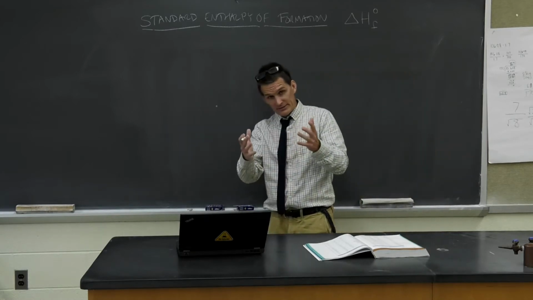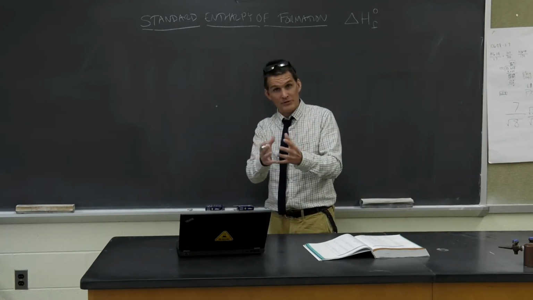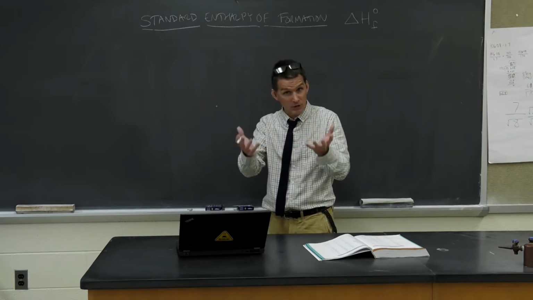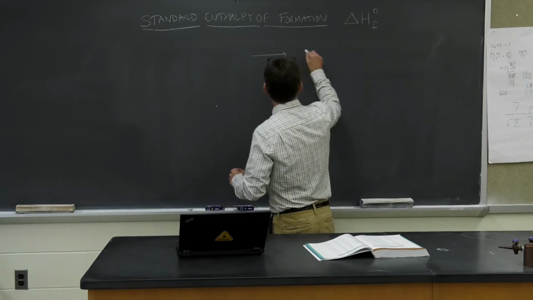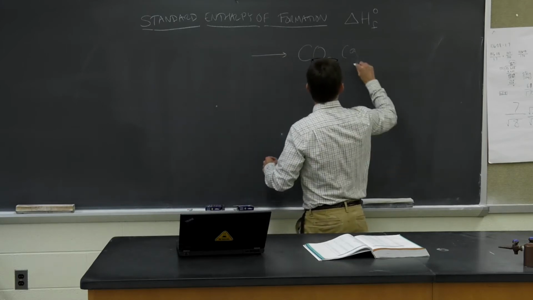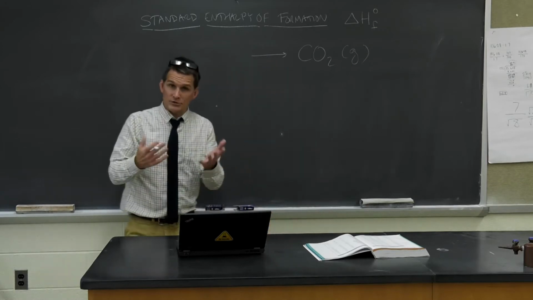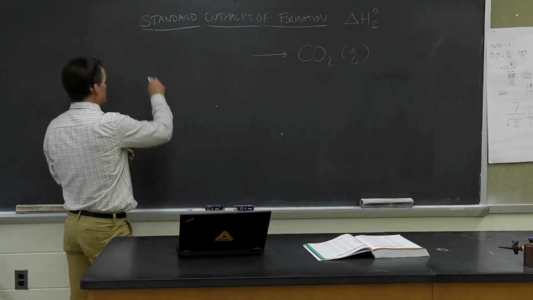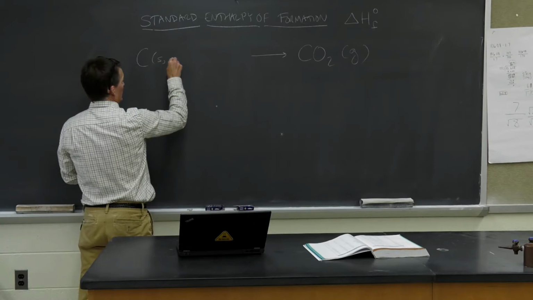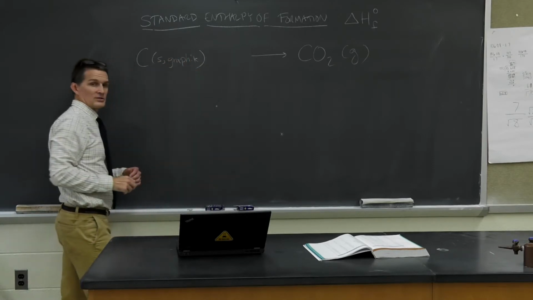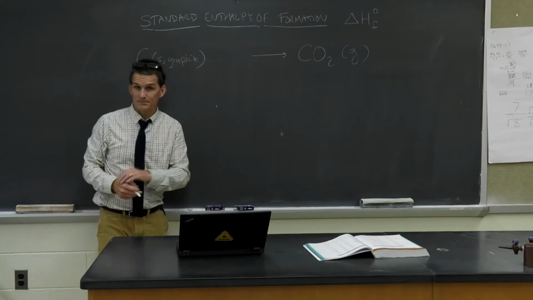So we're going to write the standard enthalpy of formation chemical equation for the formation of carbon dioxide. We want to make carbon dioxide as the product. And we're going to make it CO2. We'll make it CO2 gas. Now, it turns out that solid carbon in its standard state is graphite, the stuff that you find in pencil lead.